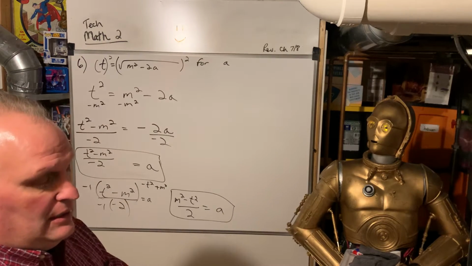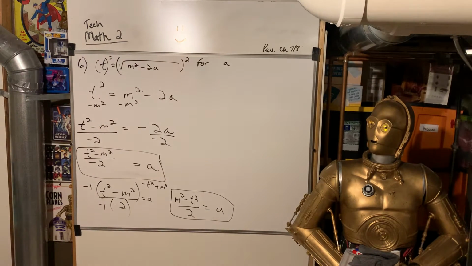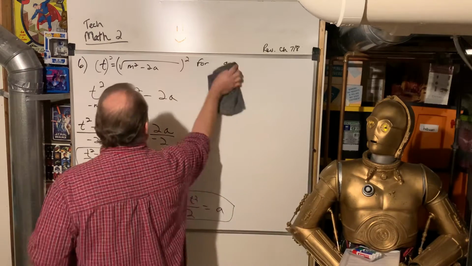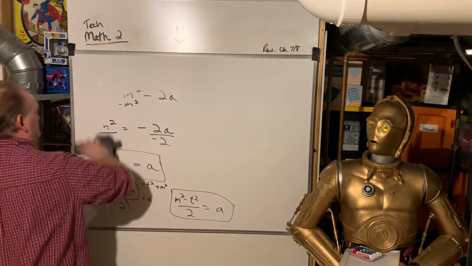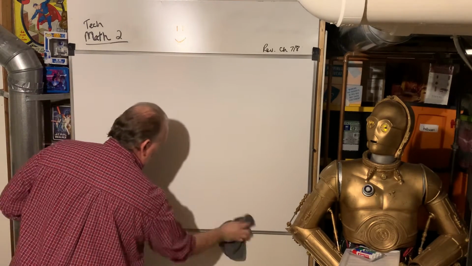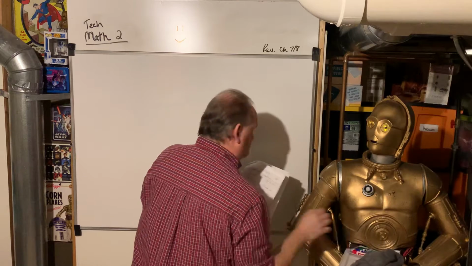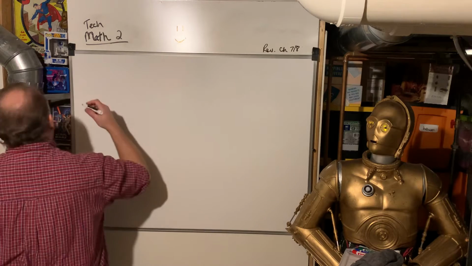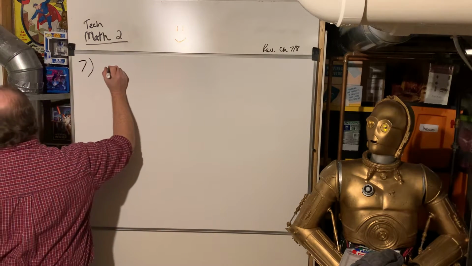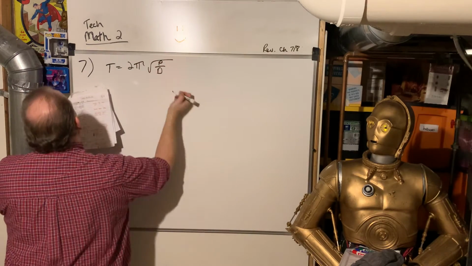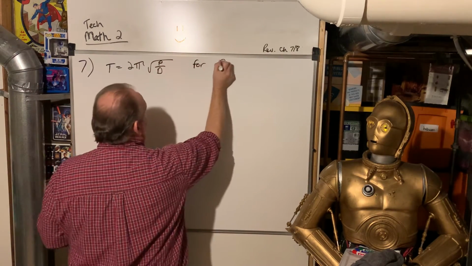All right, let's take a look at number 7. Okay, number 7 is t is equal to 2 pi square root of p over d. For p they want me to solve.